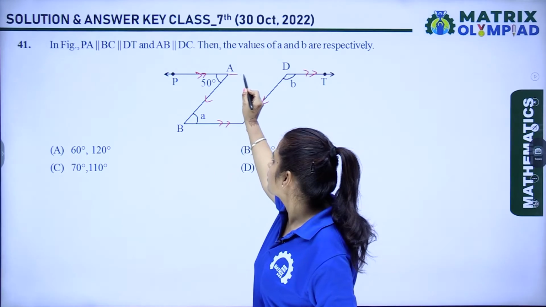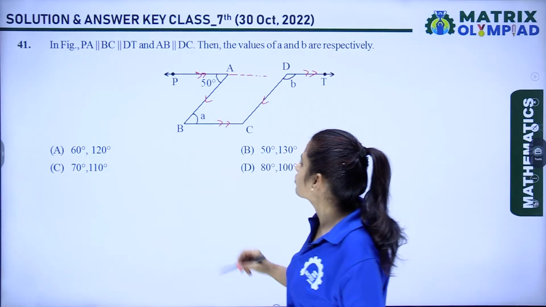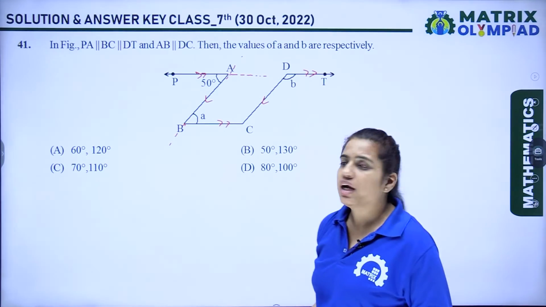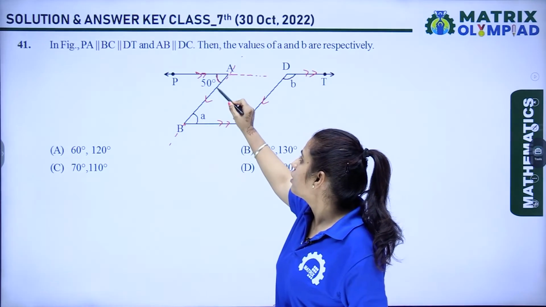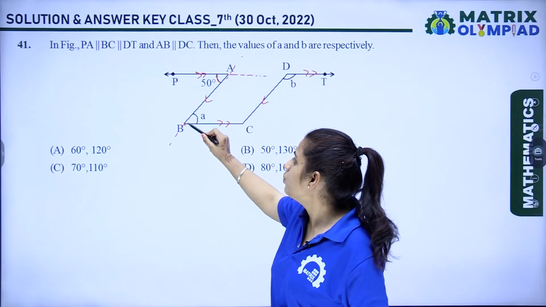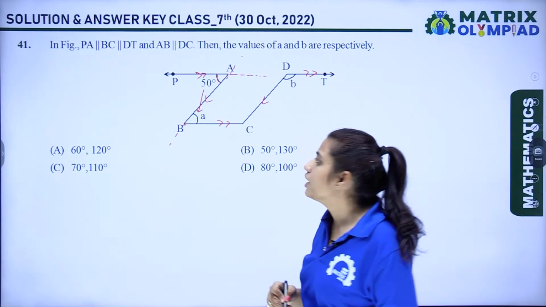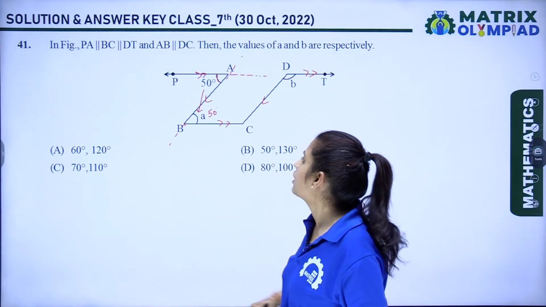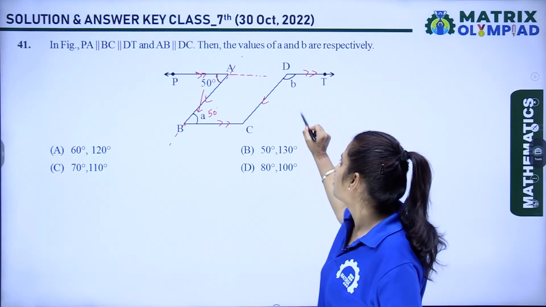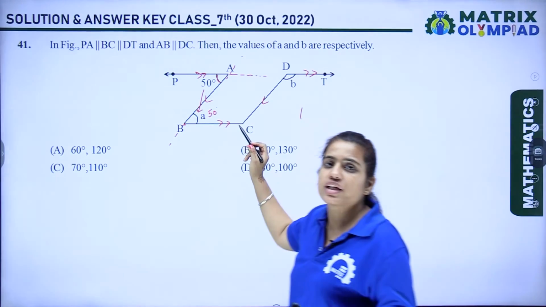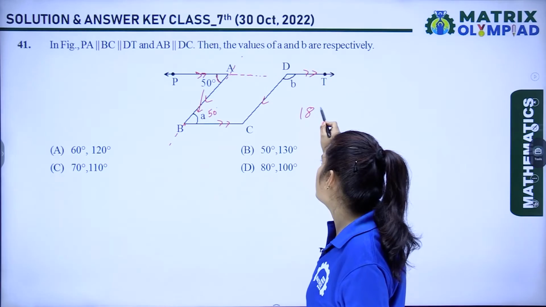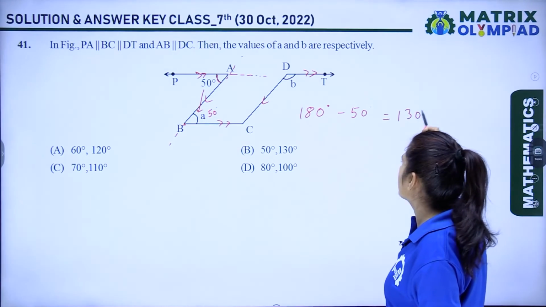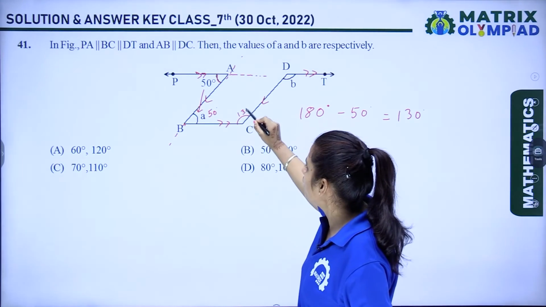So if we extend this line PA further, AB is a transversal, and here angle A is equal to angle small a, as this is an alternate interior angle. So angle A is equal to 50 degrees. Now the straight line rule is that the sum of two angles on a straight line will equal 180 degrees. So we subtract 50 from 180 degrees, and we get 130 degrees. So this angle is equal to 130 degrees.